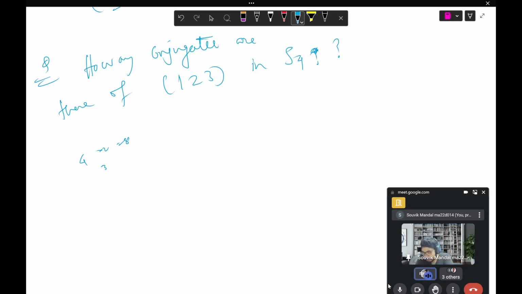So I just fixed 4 and then permuted 1, 2, 3. Yes, so that way there are two possibilities. Yes. So then I just fixed 3 and permuted 1, 2, 4.